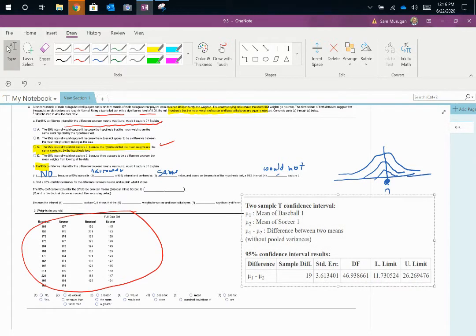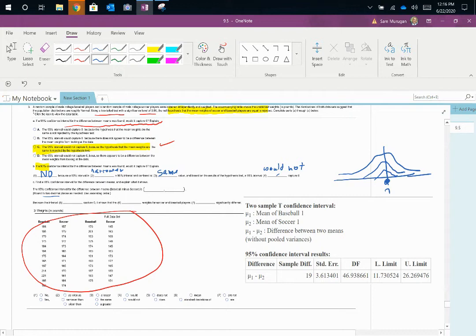All right, here we go. So they want this to how many decimal places? 2 decimal places. So 11.73 to 26.27.